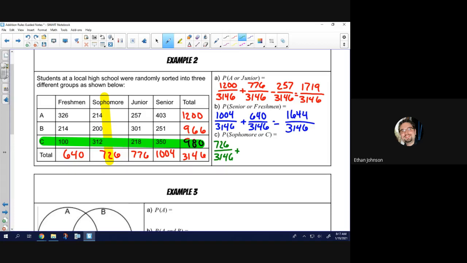Plus probability of group C is 980 out of 3,146. Minus my overlap of 312 out of 3,146. For a grand total of 1,394 out of 3,106.